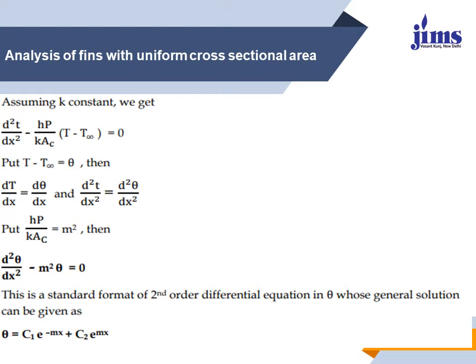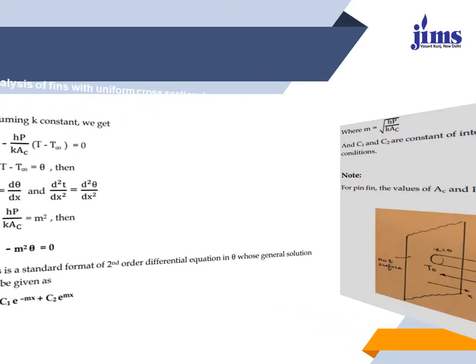After integrating this equation, the following equation is obtained: theta is equal to C1 e to the power minus mx plus C2 e to the power mx, where C1 and C2 are constants, and we get these constant values by applying the boundary conditions. There are three types of boundary conditions, or we can say there are three types of cases. So let's start with the first case of the rectangular fin.